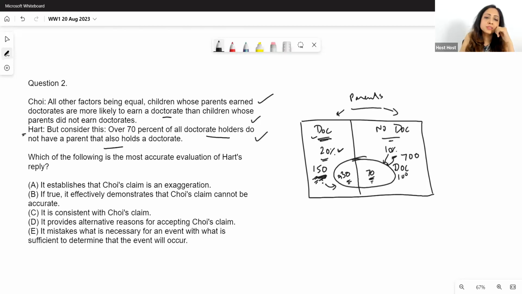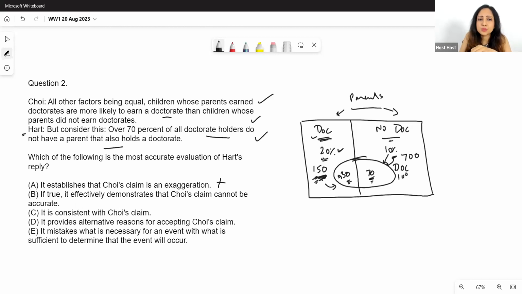So which of the following is the most accurate evaluation of Hart's reply? Option A, it establishes that Choi's claim is an exaggeration. It does not, right? As we said, there is no conflict in the two. So it does not establish that it is an exaggeration. Then B, if true, it effectively demonstrates that Choi's claim cannot be accurate. Again, as we said, as per the numbers given to us, it is certainly possible that Choi's claim is accurate.